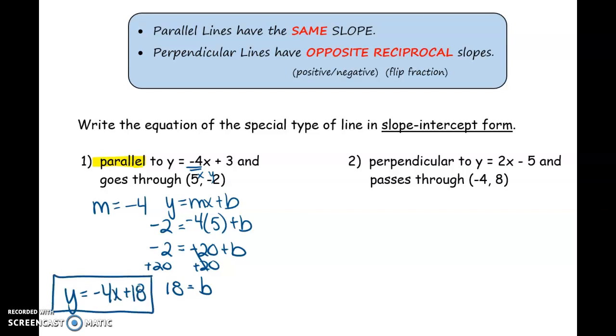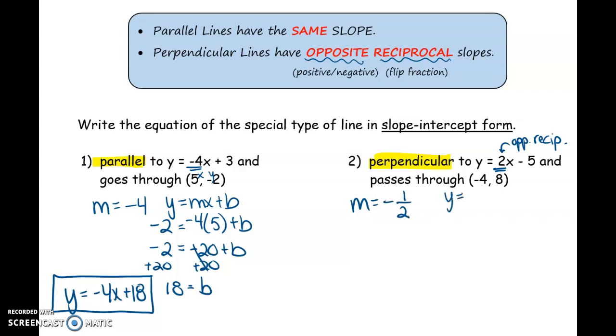And then my final example here, it says that we're perpendicular to y equals 2x minus 5, and we pass through the point -4, 8. Right? So again, because we're perpendicular, we're going to look up here. We know perpendicular lines have opposite reciprocal slopes. Remember, opposite means change the sign, reciprocal means flip the fraction. So the slope of the given line was 2. That means the slope of our line has to be the opposite reciprocal of that. All right, so we have the opposite reciprocal. That would be -1/2. 2 is 2 over 1.